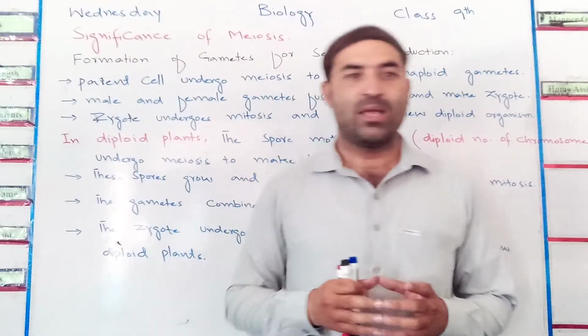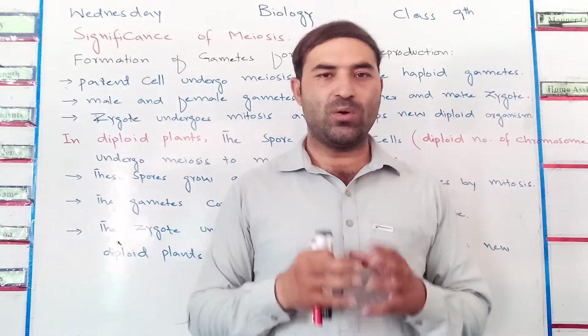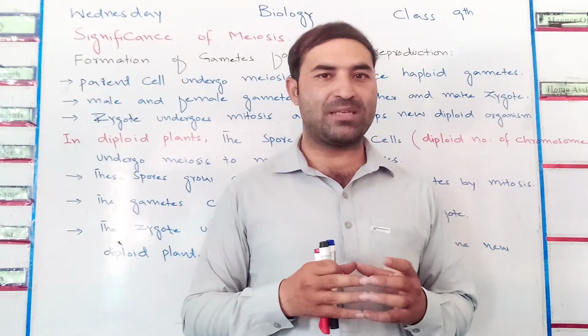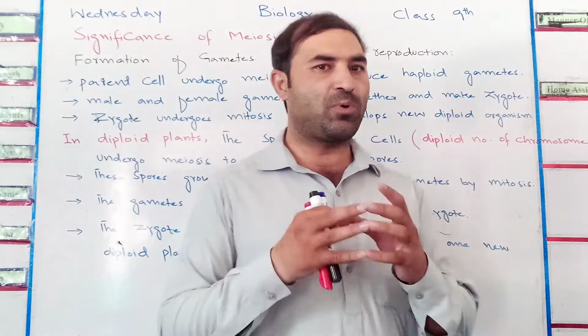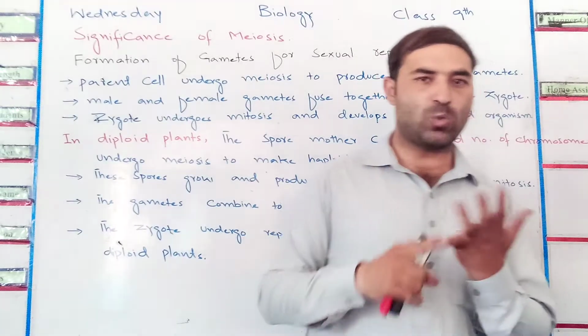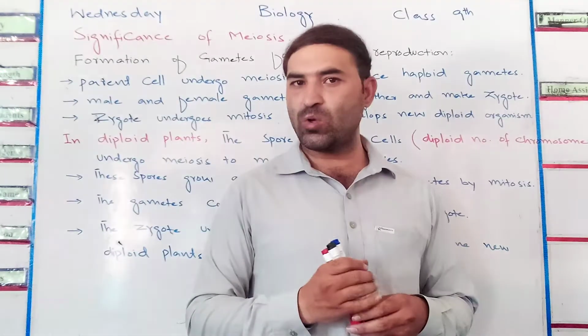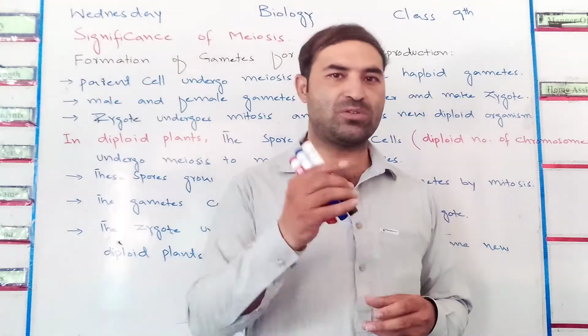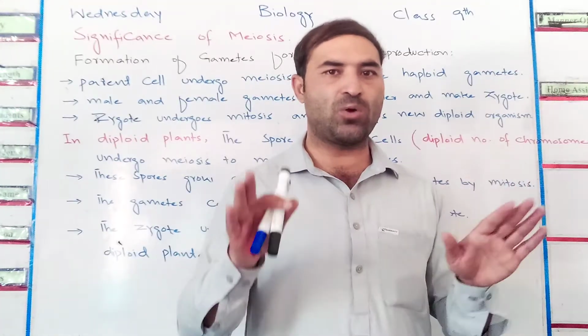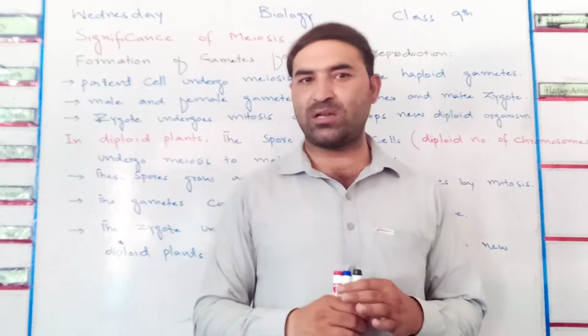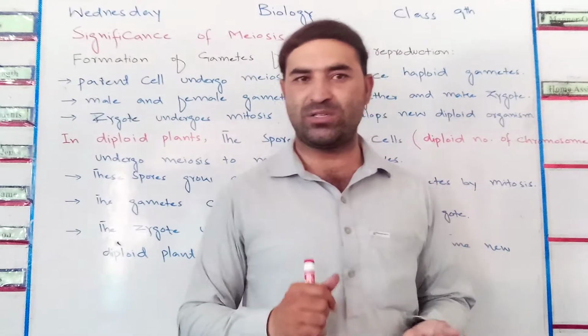meiosis. You know, dear students, that meiosis is basically composed of two processes, that is meiosis 1 and meiosis 2, and we discussed all those steps involved in the process of meiosis very thoroughly, and I hope and expect that you got all those points.